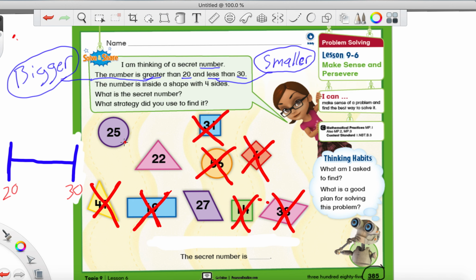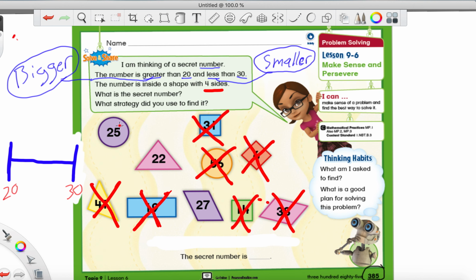Okay, so now we're going to move on to our next clue. Next it says the number is inside a shape with 4 sides. Okay, so this is really going to narrow things down. So how about the number 25? Is this in a shape that has 4 sides?